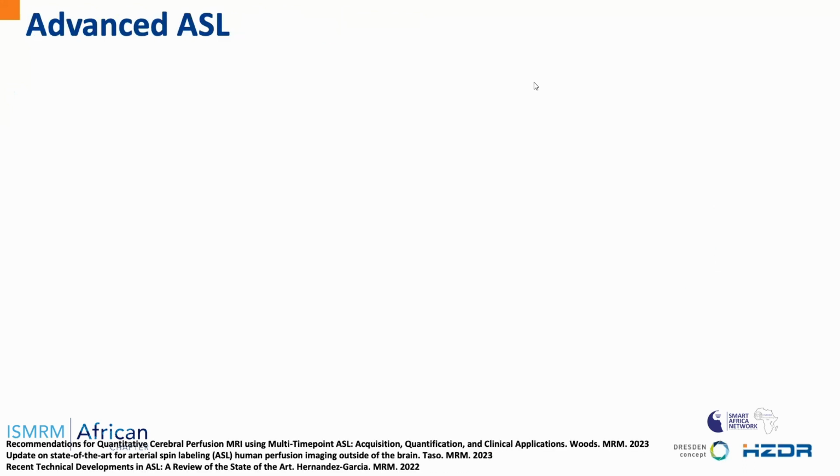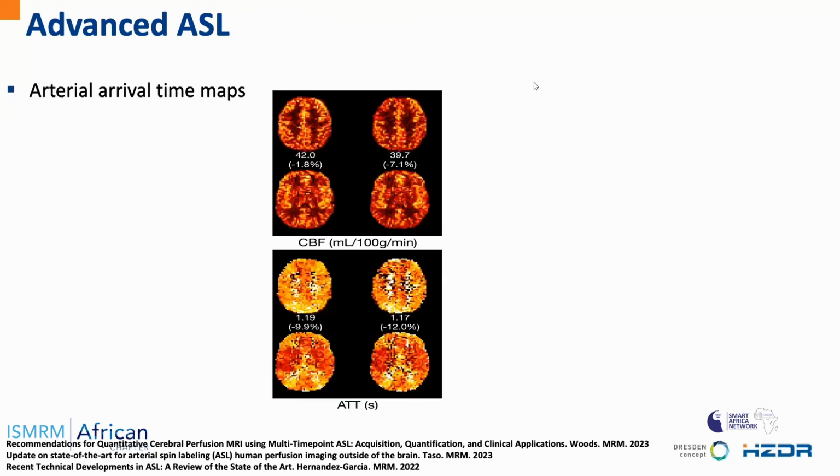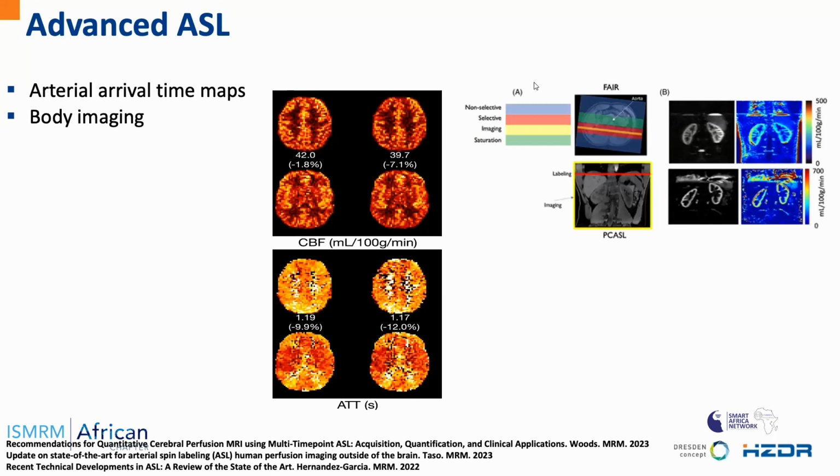ASL of course doesn't stop at the simple techniques I've just described. There's much more you can achieve with advanced ASL. So for example, you can acquire images at several different delays after the labeling, and with that you can obtain maps of the arterial arrival time. You don't have to use ASL only in the brain, but there are plenty of body applications available, mostly in the heart, kidneys or liver.